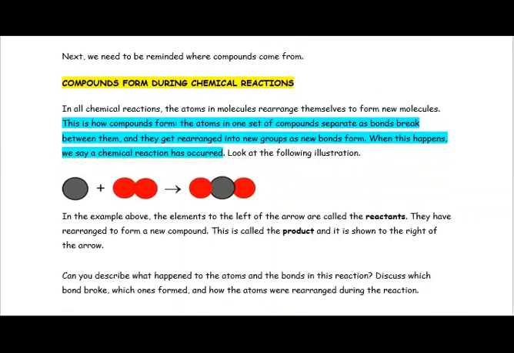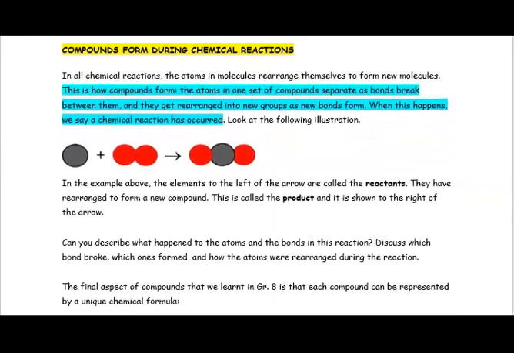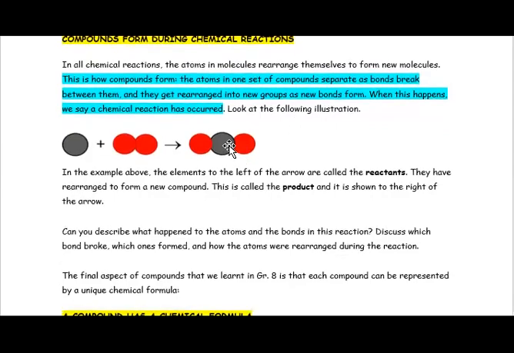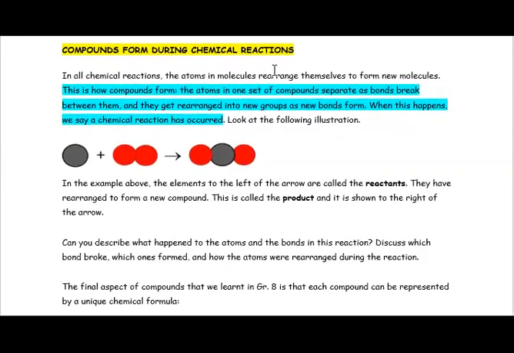Next, we need to be reminded where compounds come from. Compounds form during chemical reactions. In all chemical reactions, the atoms in molecules rearrange themselves to form new molecules. This is how compounds form. The atoms in one set of compounds separate as bonds break between them, and they get rearranged into new groups as new bonds form. So guys, let me put all of those words into actual explanation.